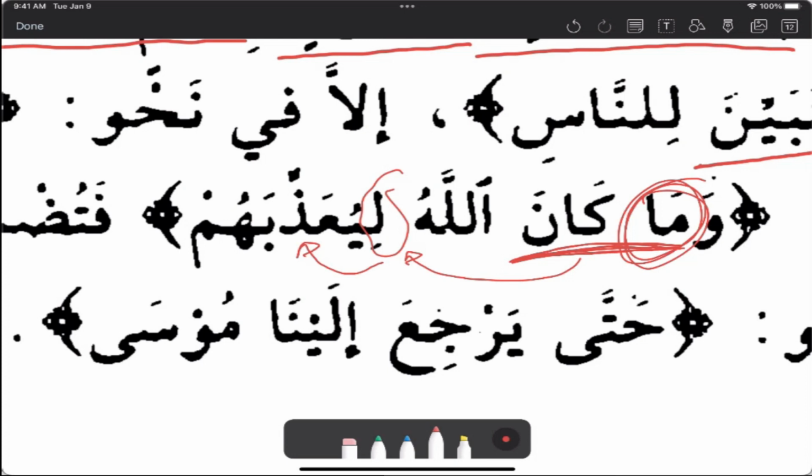Allah would never torture them, according to whatever's in the ayah there. وَمَا كَانَ اللَّهُ لِيُعَذِّبَهُم. Allah would never torture them. If that lam wasn't there and it only said وَمَا كَانَ اللَّهُ يُعَذِّبُهُم, then I might translate it like Allah would not torture them. But the lam is there to emphasize the negation. Lam al-juhud. وَمَا كَانَ اللَّهُ لِيُعَذِّبَهُم. Allah would never torture them.